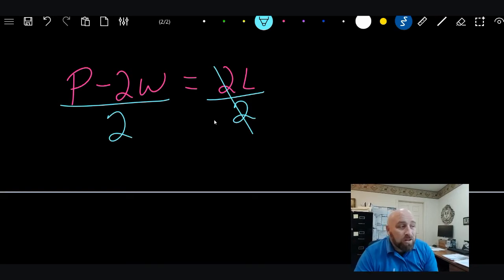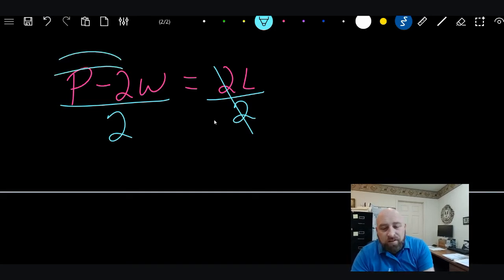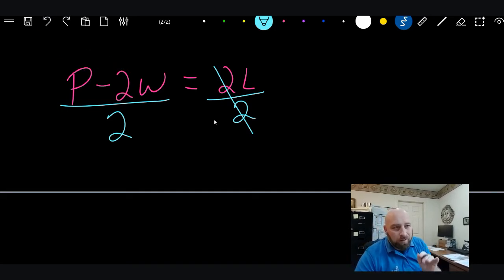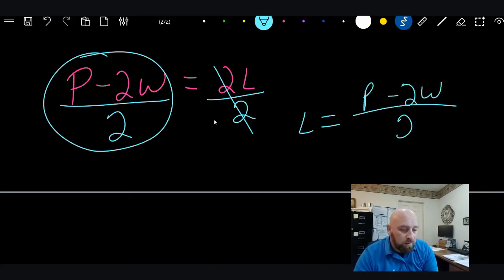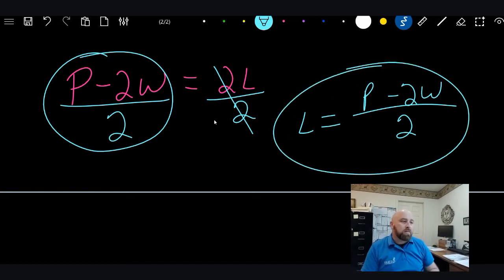Again, we can't do anything here. Some of you are thinking, well, I can do that. No, you can't. Don't try to do that. That's a mistake. The reason is because this is what's called a binomial, and we cannot cancel in a binomial. We would have to do what's called factoring that out, and that's going to come later. So don't worry about that right now because you can't even factor in this one. You cannot cancel that. That doesn't work, so don't try it, okay? So this is our answer. L equals P minus 2W over 2. And that would be the answer for that question.